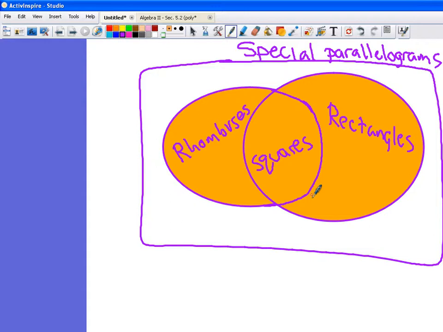I said if one of the sides is parallel to the other one, it's parallel to that.